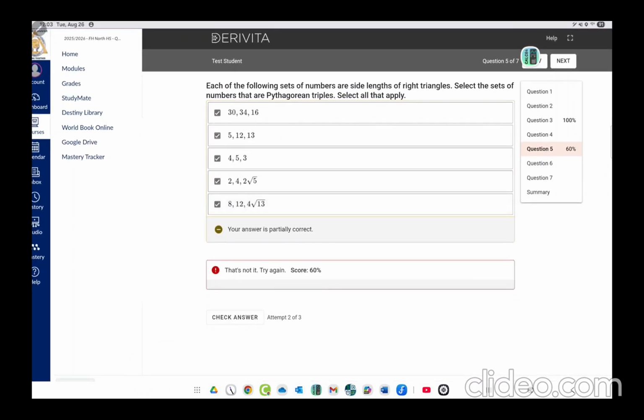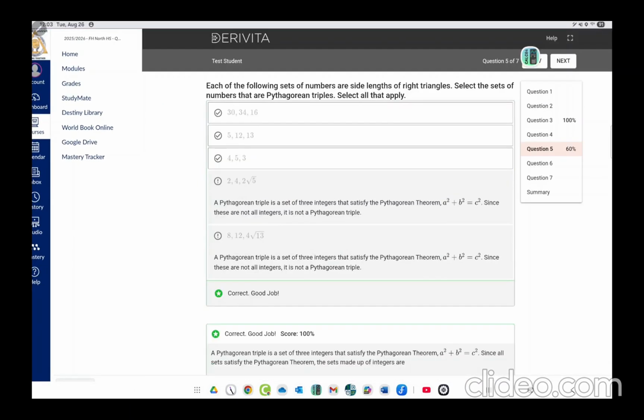Let me go back here. Go ahead and ignore any of them that have a radical in them, because they're going to ask about Pythagorean triples, and Pythagorean triples have to be whole numbers. I was just trying to see if they make right triangles, and they all do. But only the ones that have whole numbers are going to be your answer for that question.